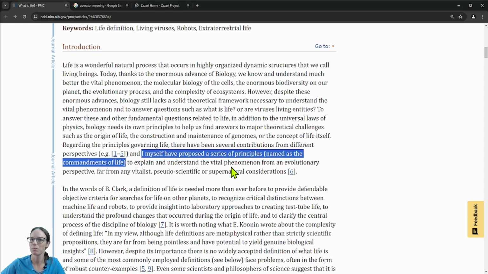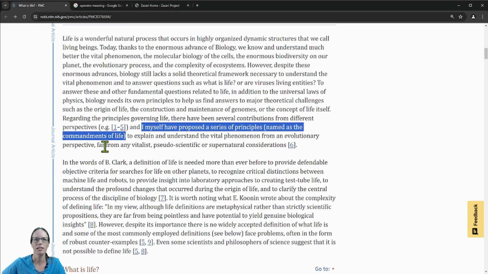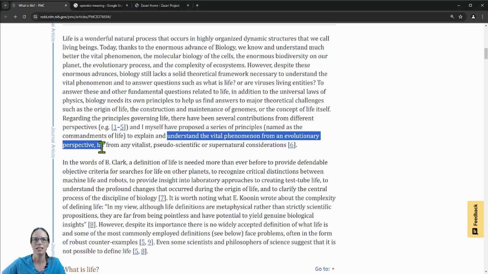I like that he himself has proposed a series of principles named the Commandments of Life, and goes on to say that these commandments emanate from an evolutionary perspective far from any vitalist, pseudoscientific, or supernatural considerations. So again, there's that fear factor of not being taken seriously. But it's immediately going to limit the possibilities in understanding the subjectivity of living.